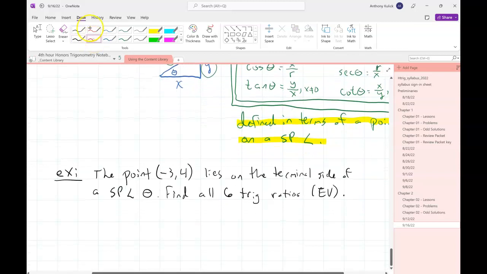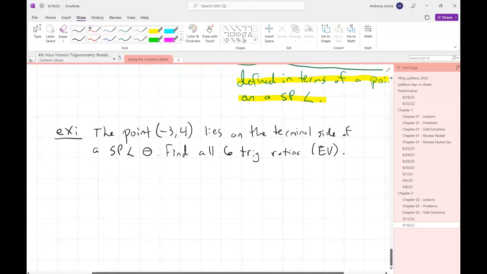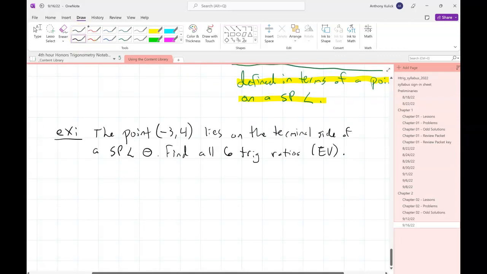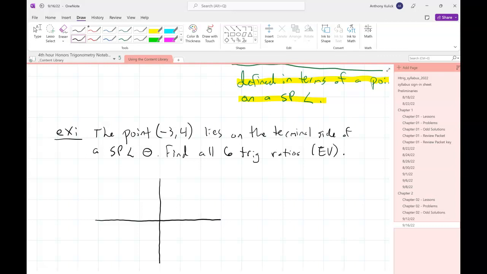All right. The point negative 3, 4 lies on the terminal side of a standard position angle, theta. Find all 6 trig ratios, and we're going to do that in the exact values for those. All right. Yeah, SP is standard position.